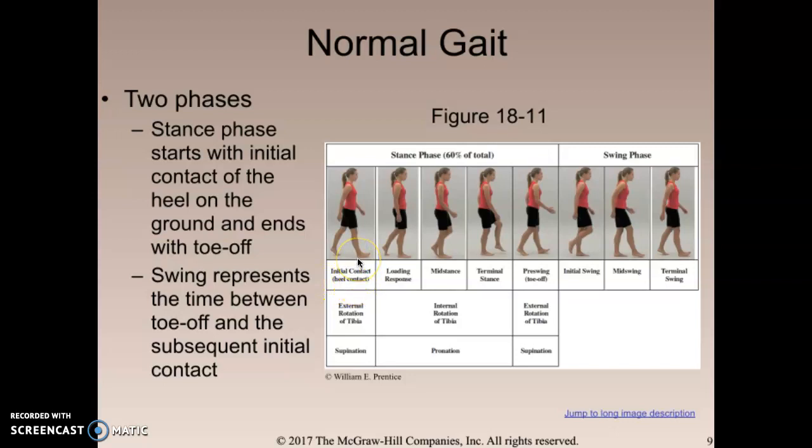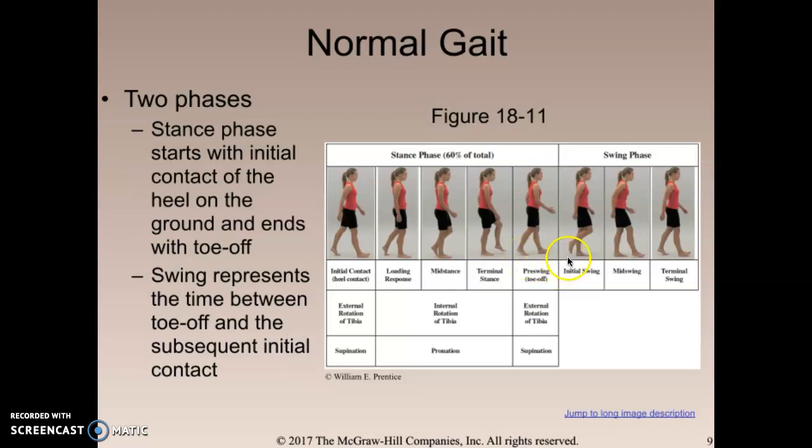That's where her heel is going to strike first. Okay, and then as she shifts forward and puts weight on that foot, we call that the loading phase. Then as she's totally on that foot and balanced, that is mid-stance. Okay, and then as you start to shift towards putting your weight back onto the other foot, we call that terminal stance. And then lastly, we have toe off, which is where you push off that back toe.